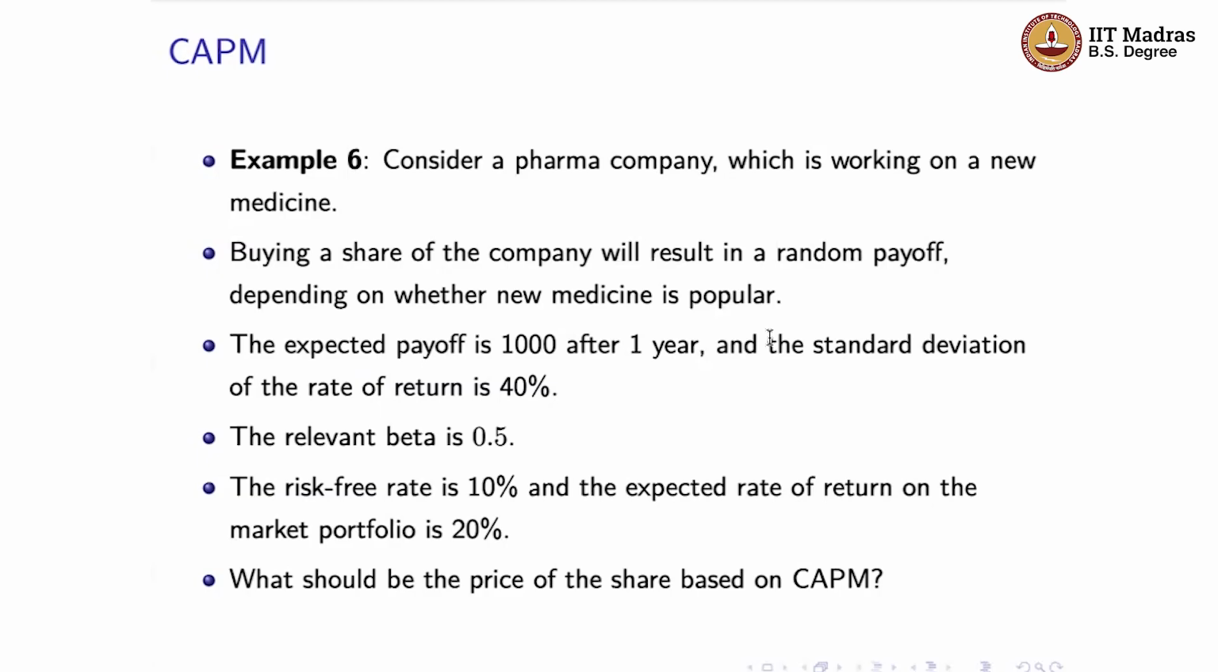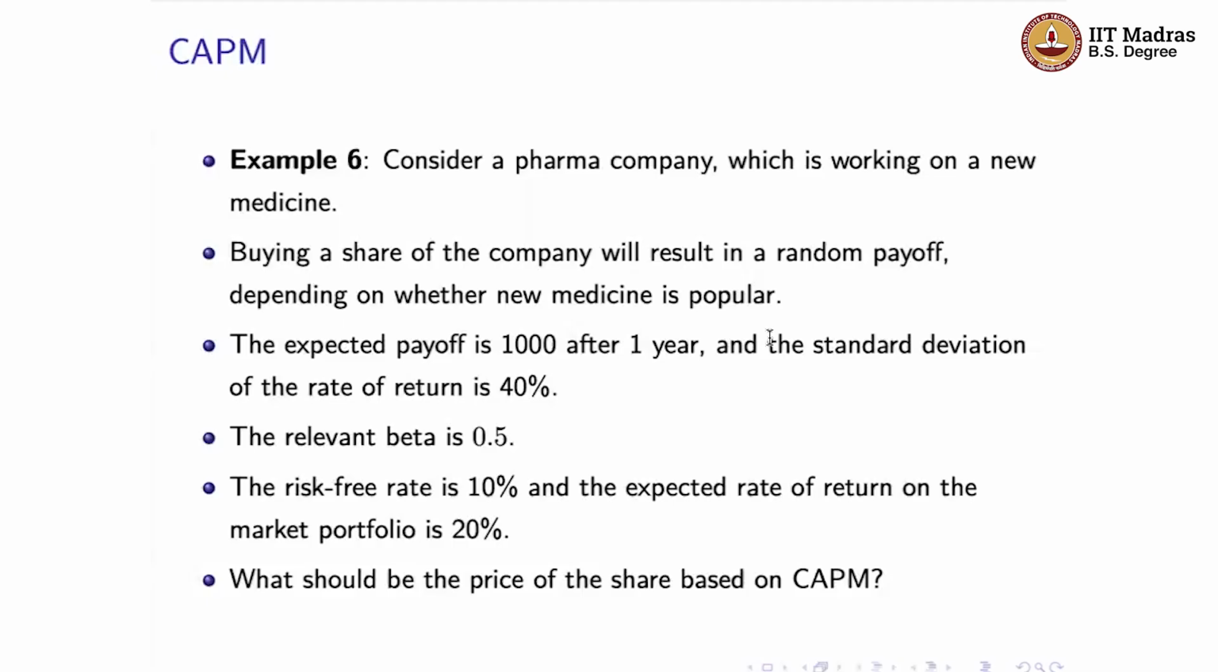after 1 year. Now, assume also that we have an idea of the standard deviation of the rate of return, and it's quite high. Suppose it's 40%, and suppose that the beta for this kind of stock is 0.5, the risk-free rate is 10%, and the expected rate of return on the market portfolio is 20%. So the question is, what should be the price of the share if we were to use CAPM to price it?